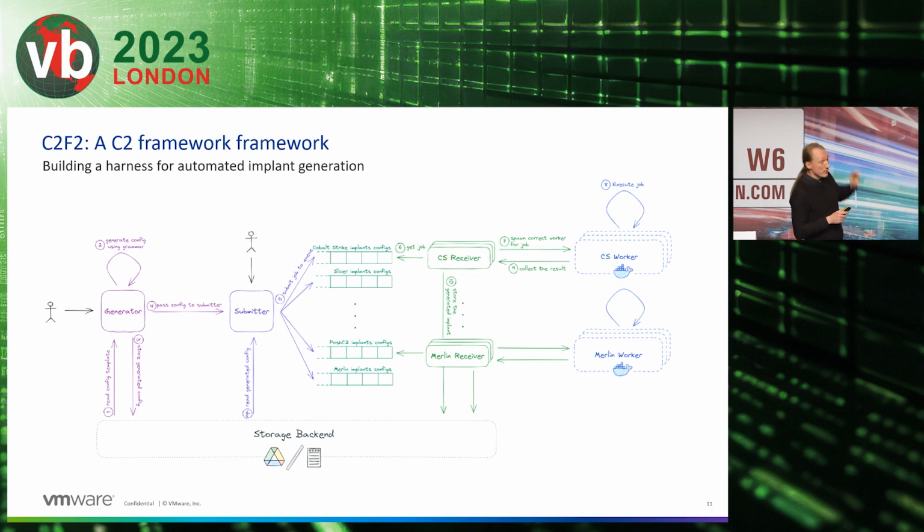From the submitter to the receivers, we have 10 receivers, one per framework, which is 10 in total, that are pulling config files from the queues facilitated by RabbitMQ and then sending them to the workers. Each worker can generate one implant at a time. And every worker in RabbitMQ is running in its own Docker container, which means the whole process is scalable and distributable. And obviously, everything that's been generated, such as the config files and the implants, is then stored in the storage of your choice.